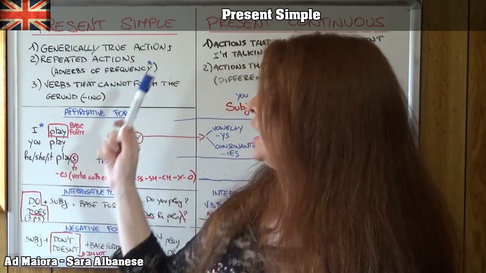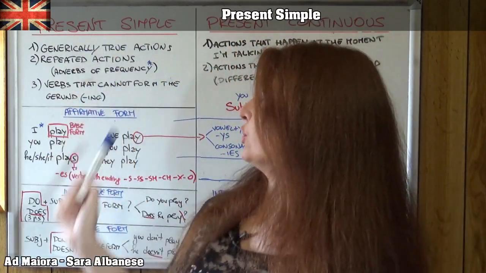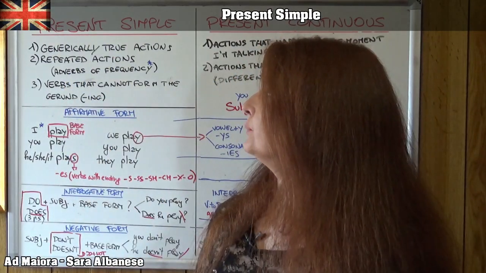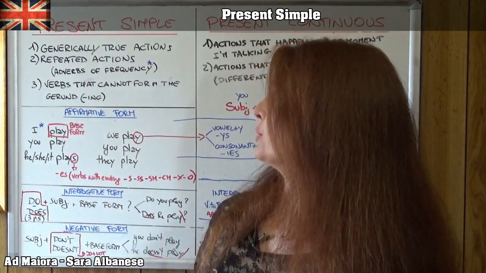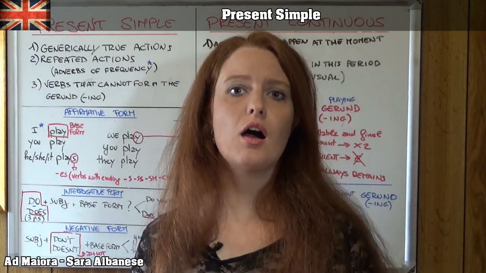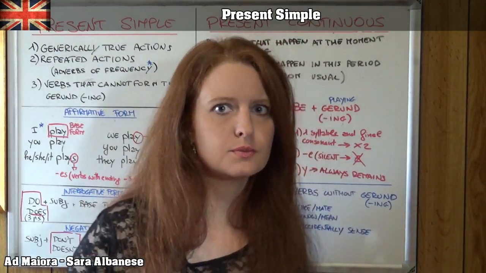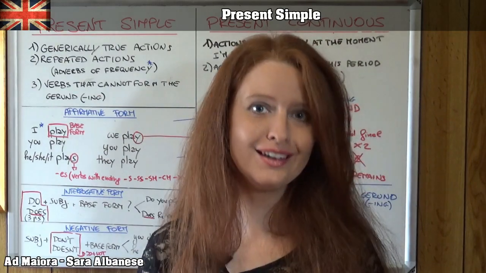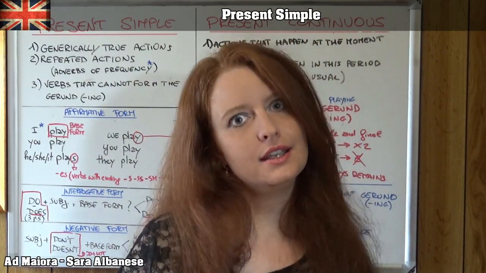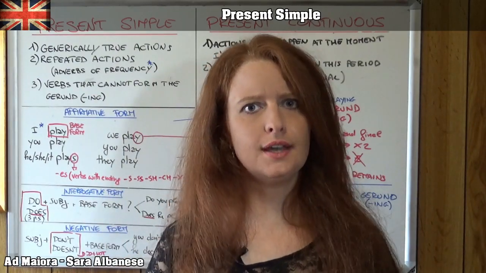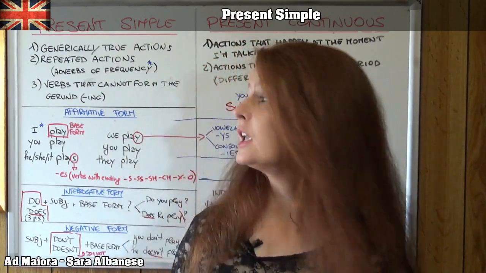Pay attention, we also consider, obviously, repeated actions, the actions which are connected with adverbs of frequency. The adverbs of frequency are always, sometimes, usually, often, never, ever, seldom, rarely, and all of them have a very specific position in the sentence. We're going to see that later.